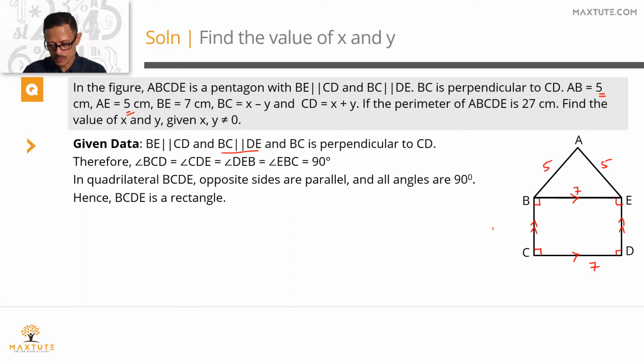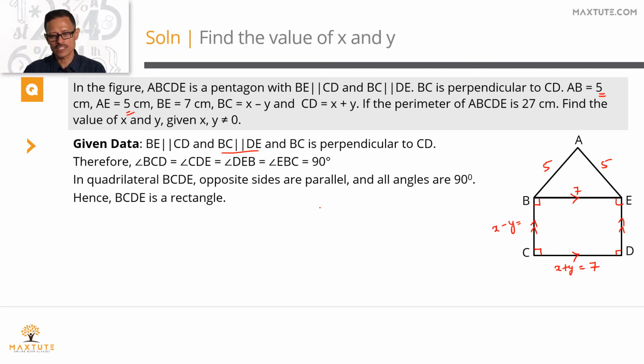BC equals x minus y. And it says CD is equal to x plus y. We know that because BE is 7, CD should also be equal to 7. So one equation we have in place, x plus y is equal to 7. If we can get the second equation, x minus y equals what? We can solve those two equations and find the answer. Let's set about doing that.